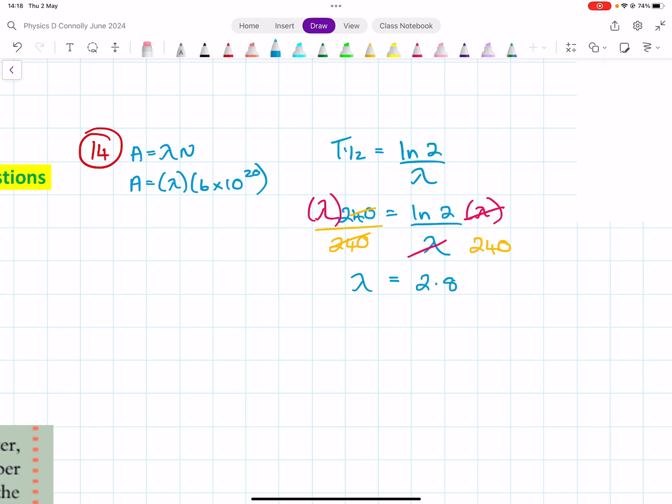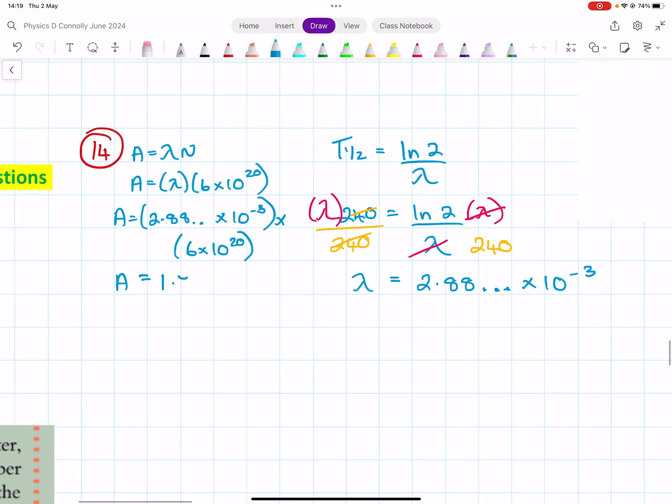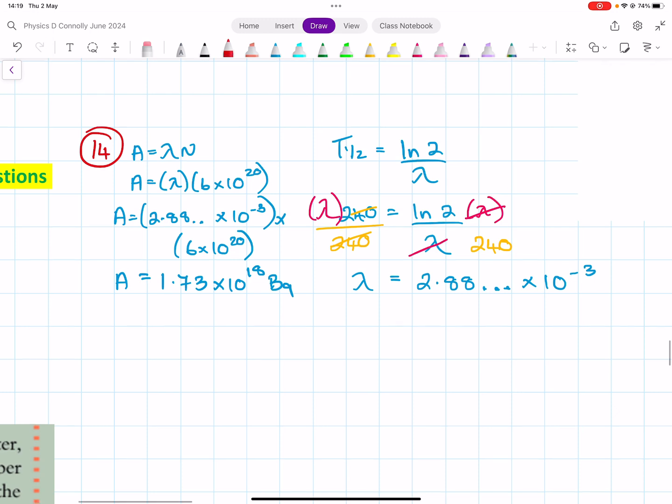So it's 2.88 by 10 to the minus 3. I'm going to put that in over here then: 2.88 by 10 to the minus 3 multiplied by 6 by 10 to the 20. Its activity is 1.73 by 10 to the 18, and that should be becquerel. Okay, that's that one.